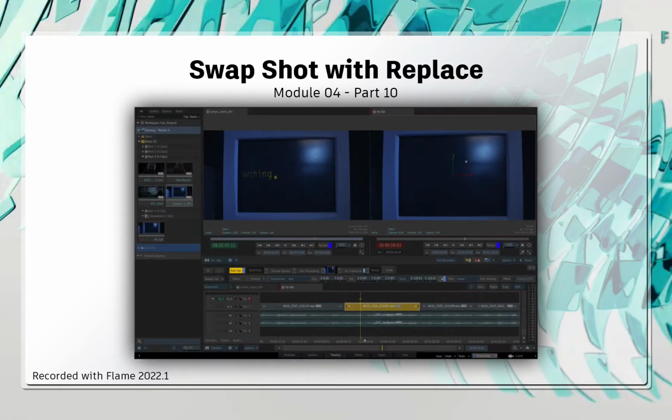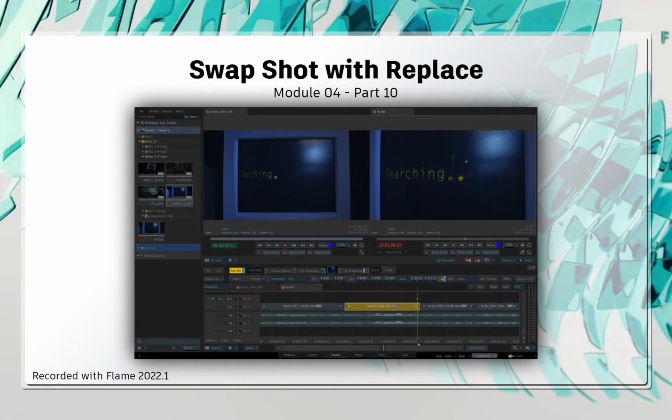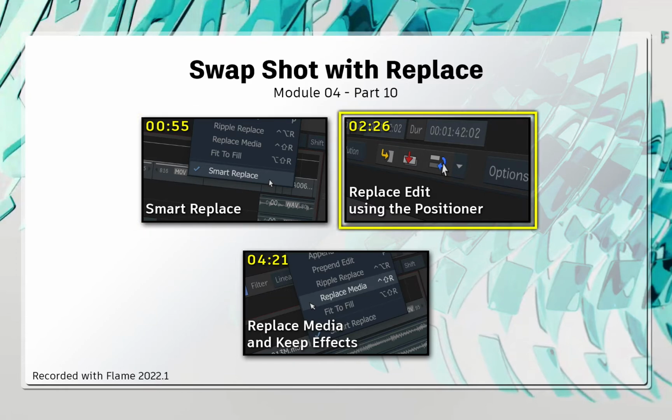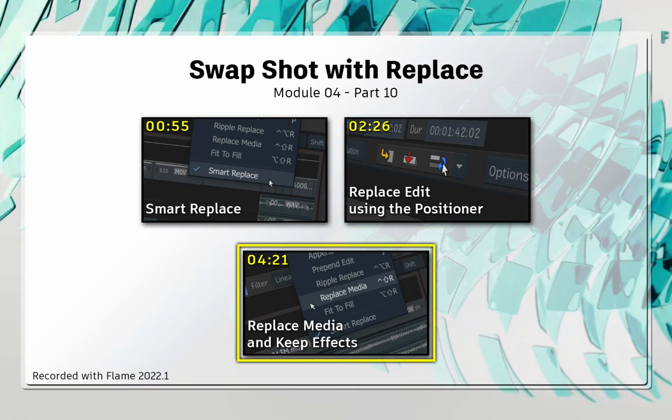Irrespective of the scenarios, Flame has some powerful, sophisticated functionality when replacing media, or what we call swapping shots in the sequence. So you'll cover swapping shots using their metadata, as well as replacing media simply by lining up frames under the positioner.